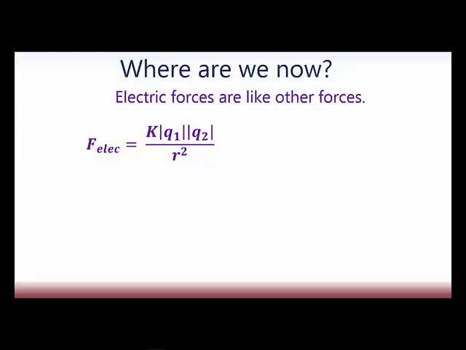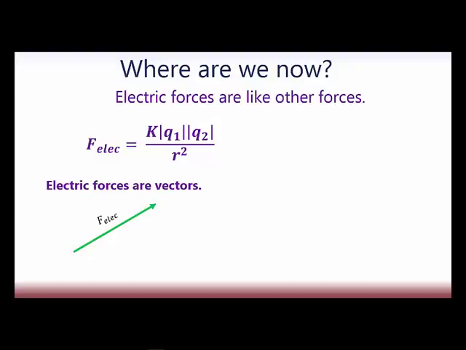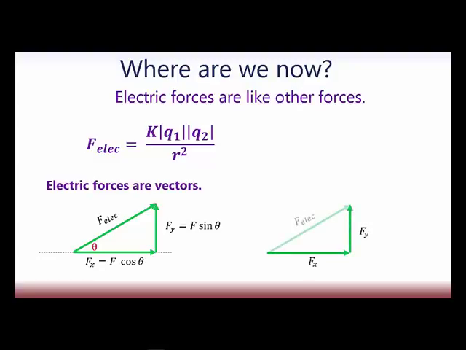We also know that electric forces are like other forces. In other words, they can be added together. Of course, sometimes that means that you actually add them if they're going in the same direction, and sometimes you subtract the vectors if they're going in different directions. Electric forces are like vectors, so if I have a force directed at an angle theta, I can find the horizontal and vertical components of that force by using trigonometry. Likewise, if I need to add a horizontal and a vertical force together, I can do so using the Pythagorean theorem and the inverse tangent.